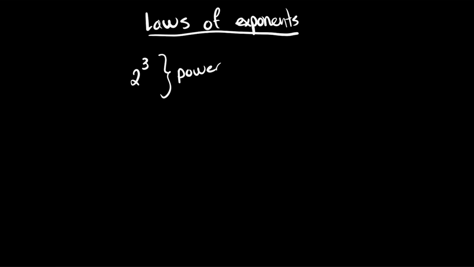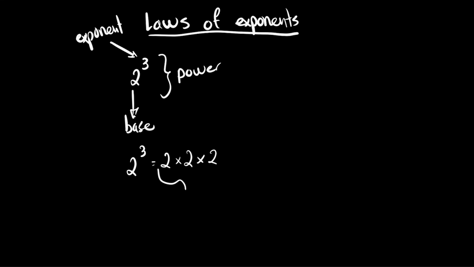Then we have the big number, which is called a base. And we have the small number, which is called the exponent. Now, when we have an exponent, that means that the base is multiplied the number of exponents. So, for example, 2 to the power of 3 equals 2 times 2 times 2. So you can see we multiply 2 three times, which is where the exponent comes from.